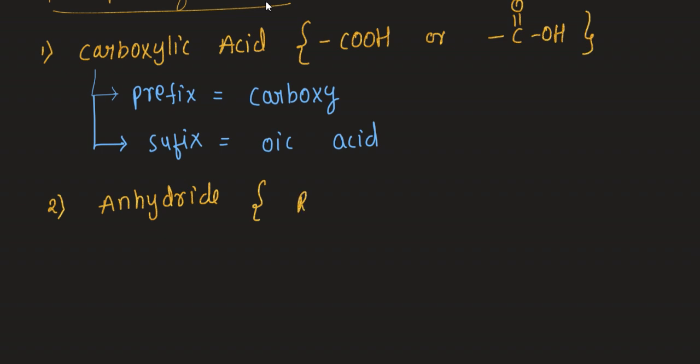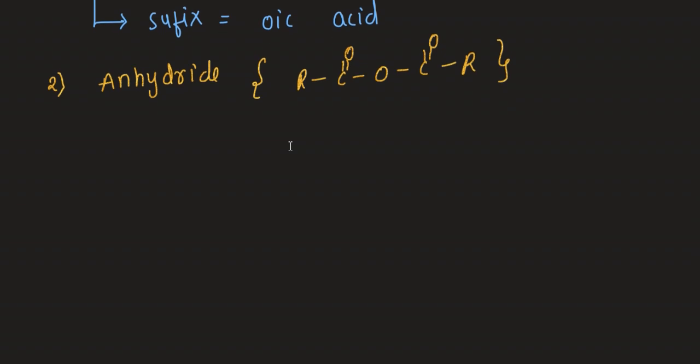Directly I'm going to write R C double bond O O, next C double bond O R. You can see it's like a mirror image. If you keep it like this, both are opposite. R C double bond O O C double bond O R. So this is nothing but what? Anhydride. Very rarely you are going to get it as a functional group, but mostly you can say carboxylic acid.